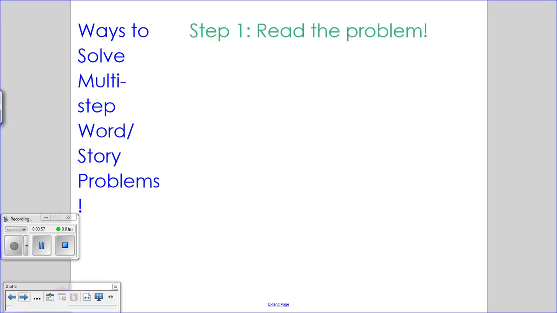Ways to solve a multi-step problem. Step 1, you've got to read it. Can you read it more than once? Yes. If you need to read it 6 times, read it 6 times. Write it down. It's already in your notebook somewhere, but if you would like to write it again, that would be fine. Step 1, read the problem. You can read it 3 times, 4 times, as many times as it takes for you to get that answer correct.